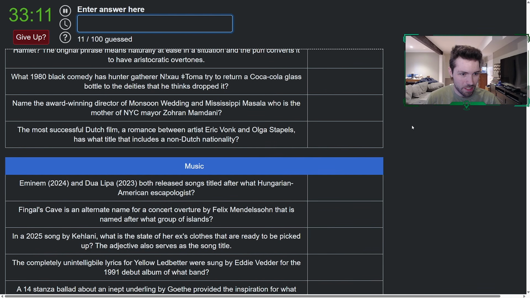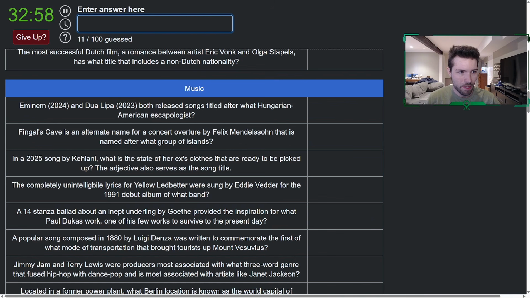The most successful Dutch film, a romance between artist Eric Vonk and Olga Stapels, has what title that includes a non-Dutch nationality? Once again, I don't think there's any chance I'm getting this correct, so I'm going to move to the music category. Eminem and Dua Lipa both released songs titled after what Hungarian-American escapologist? Is this just Houdini? Okay.